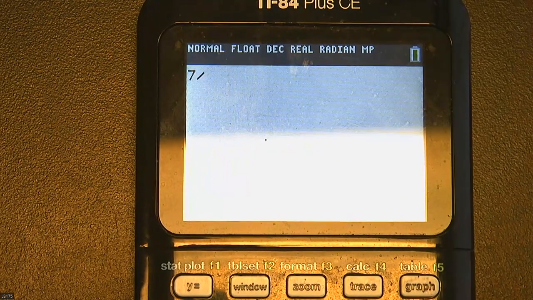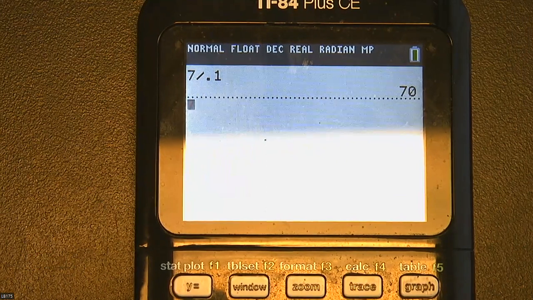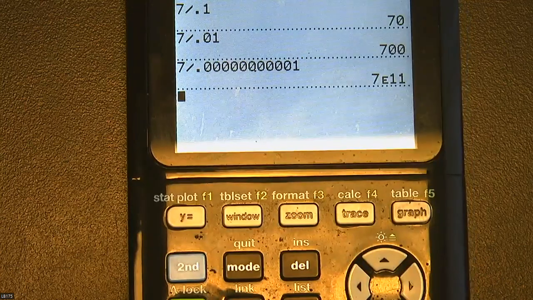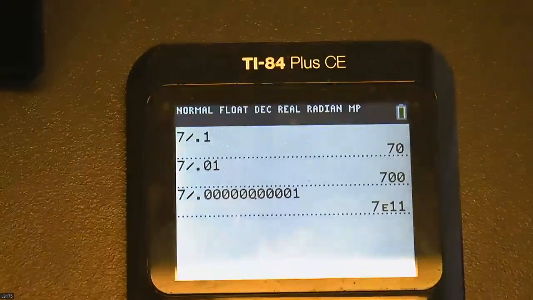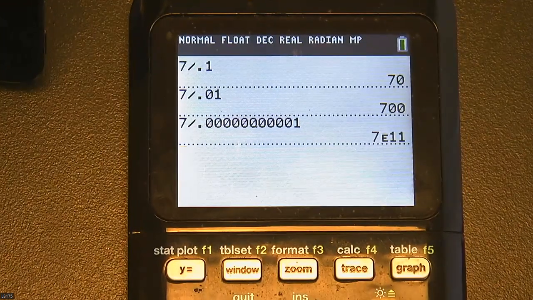If I do 7 divided by 0.1, that gets 70. 7 divided by 0.01 is even bigger. 7 divided by lots of zeros, and then 1, is huge. That's 7 times 10 to the 11th power.